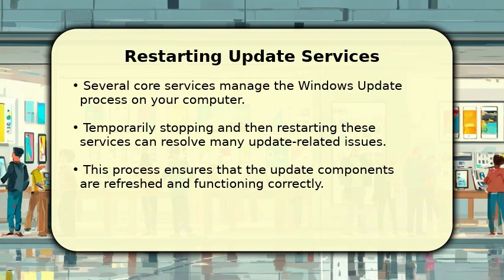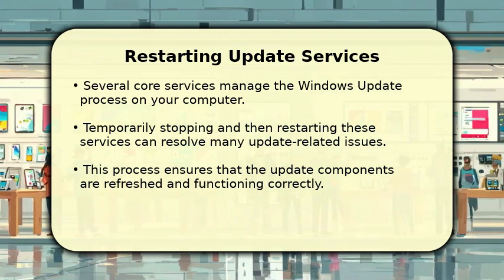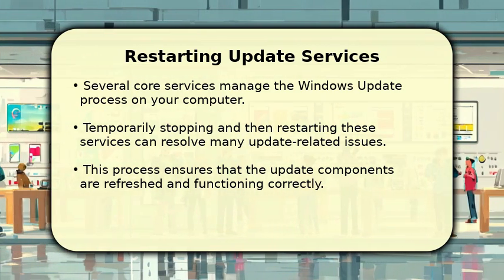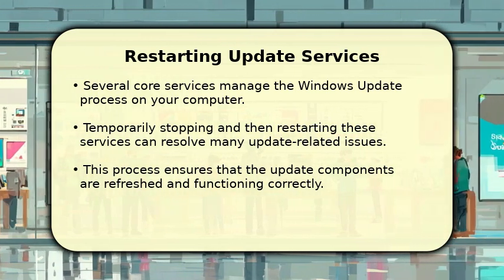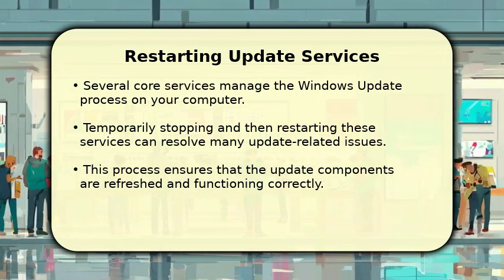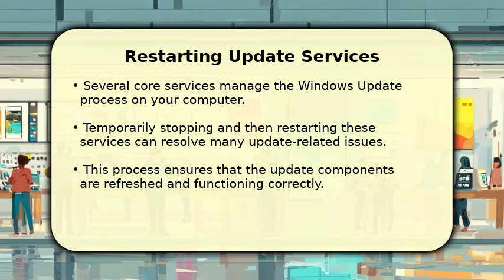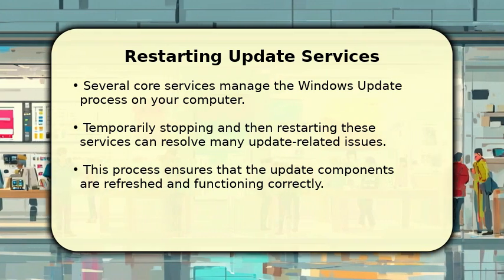Sometimes, the Windows update services themselves become stuck or unresponsive, preventing successful updates. To fix this, open your command prompt as an administrator and type net stop wuauserv followed by net stop bits. After a brief pause, restart them with net start wuauserv and net start bits. This simple refresh often allows your system to properly reconnect and download new updates.